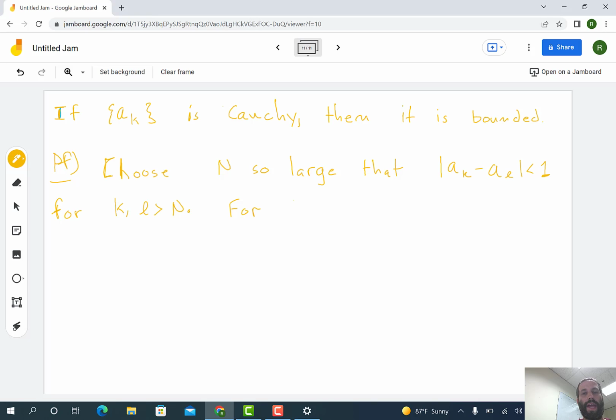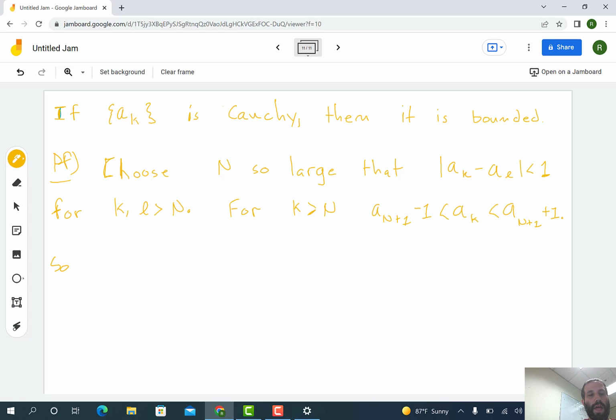Okay, so what this means is that if I take l equals n plus 1, this means for k bigger than n, I'm going to have the following estimate here: a_{n+1} minus 1 is less than a_k is less than a_{n+1} plus 1.